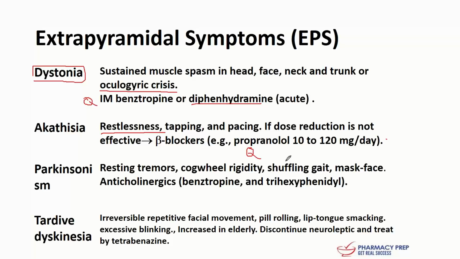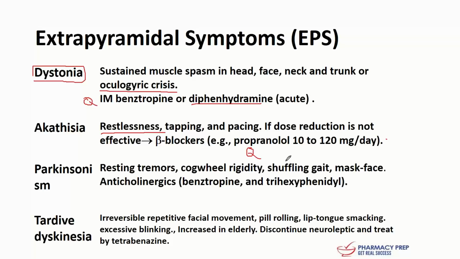Remember, propranolol is also used in Parkinson's disease for patients to treat the tremors. So this is something like that. It is used for lowering akathisia. Akathisia is like a person feeling like they are crawling out of their skin.